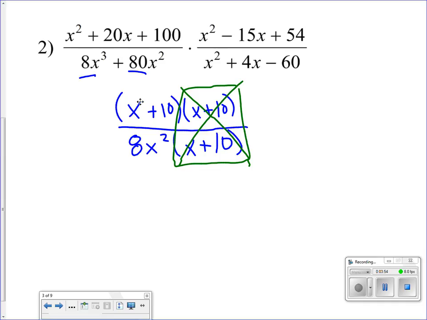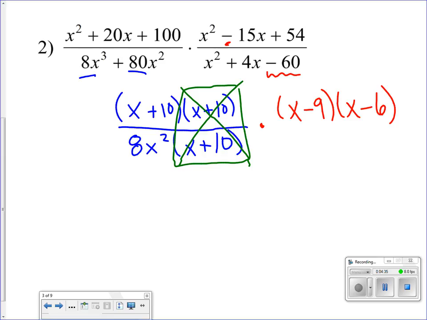So now let's look at the second fraction. Again, let's try factoring it. Factors of 54 that add up to negative 15. So right away I'm thinking both of my factors need to be negative, and I'm thinking negative 9 and negative 6. That'll multiply to be positive 54, add to be negative 15. And then in the denominator, factors that multiply to be negative 60. If I'm going to get a negative product, one of them must be positive, one of them must be negative, and they need to add up to be positive 4.